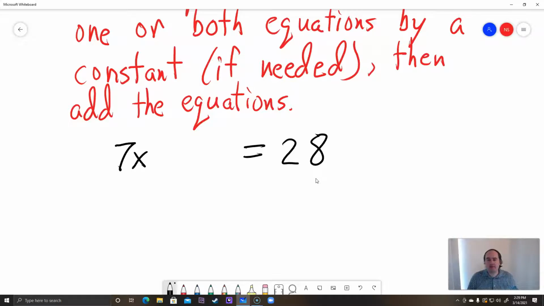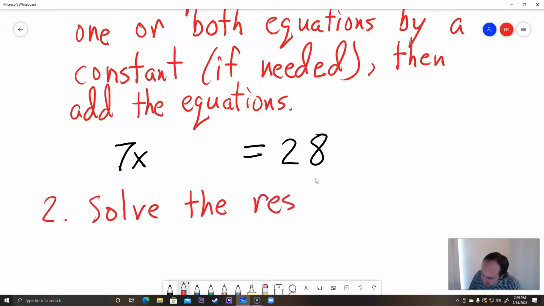Then what you want to do is solve this equation and then plug back in to one of the original equations. So that's our second step: solve the resulting equation.